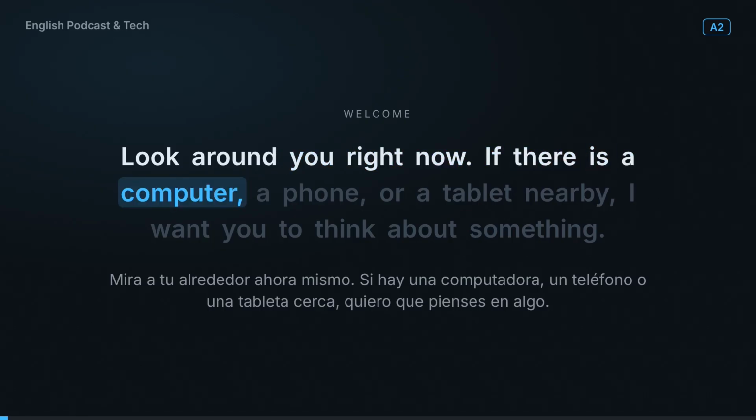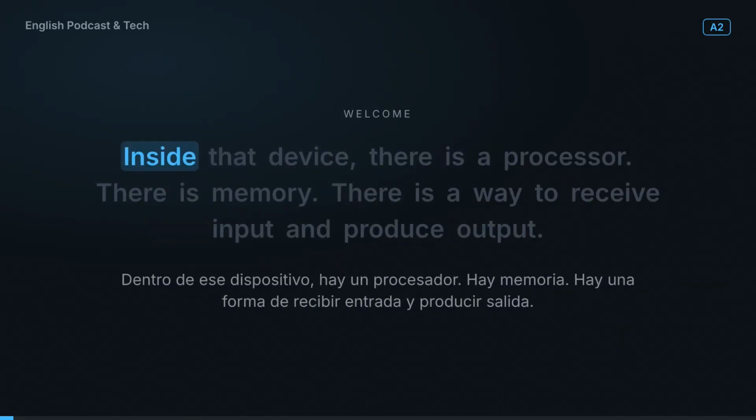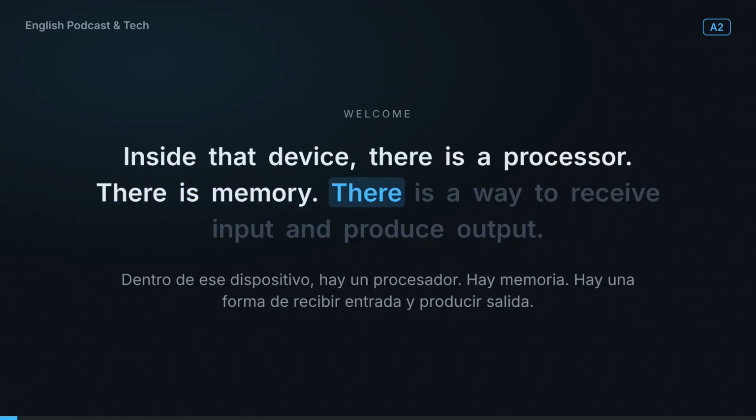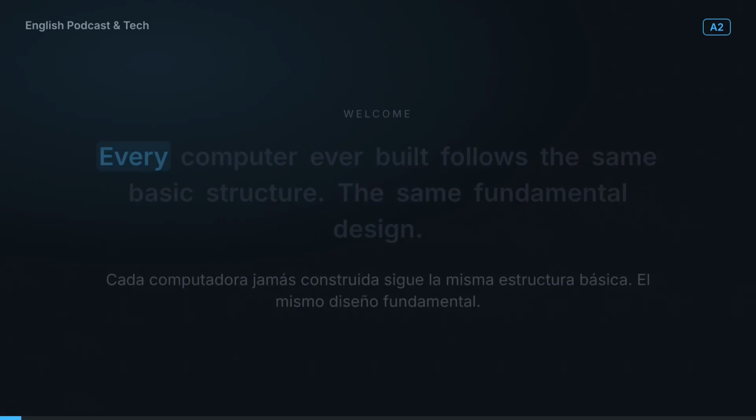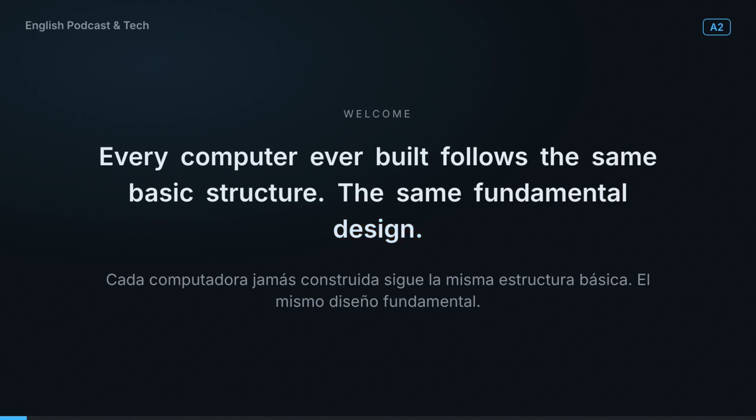Look around you right now. If there is a computer, a phone, or a tablet nearby, I want you to think about something. Inside that device, there is a processor. There is memory. There is a way to receive input and produce output. Every computer ever built follows the same basic structure, the same fundamental design.